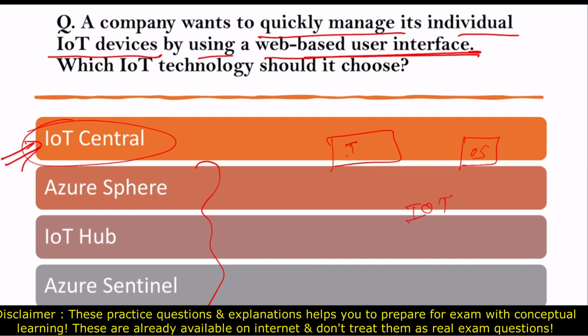Suppose our application is installed or configured in the cloud, and we have smart devices at our home, like Alexa and other devices. This helps us provide bi-directional communication between this application configured in Azure cloud and the smart devices we have at our home or in the market. Last, Azure Sentinel, we have already seen what exactly it is. But in this question, they are asking how to quickly manage individual IoT devices by using a web-based user interface. So we have IoT Central for this one.